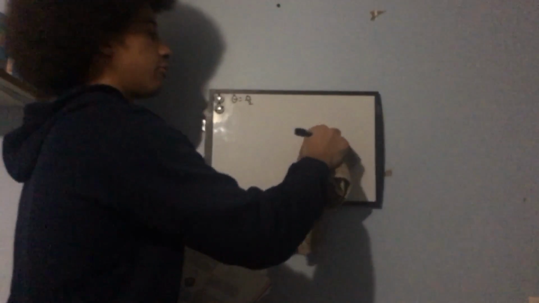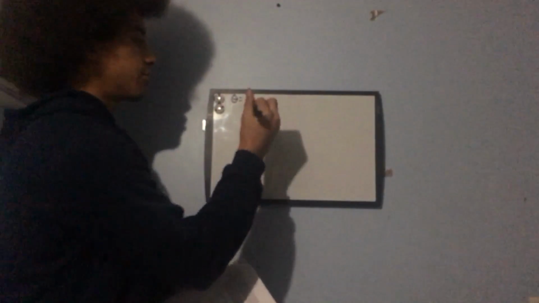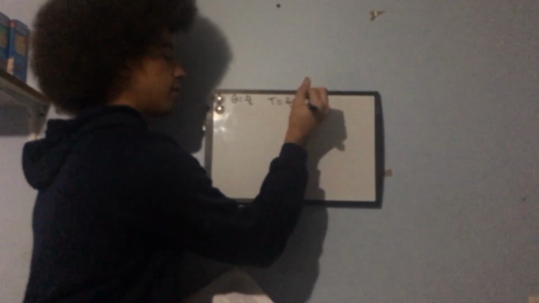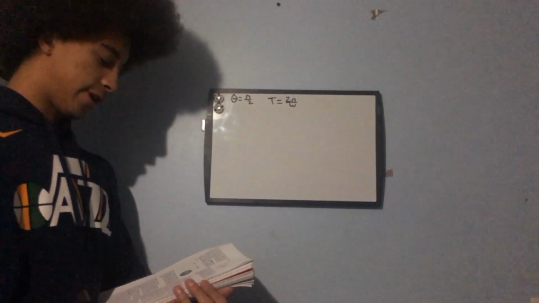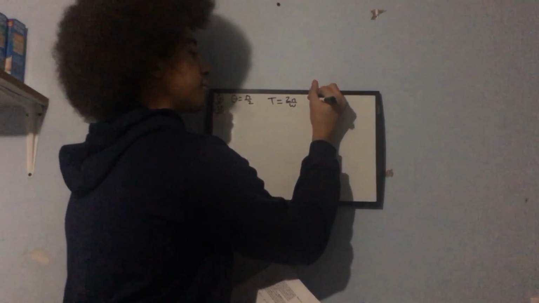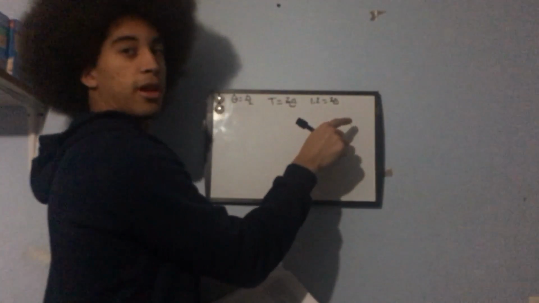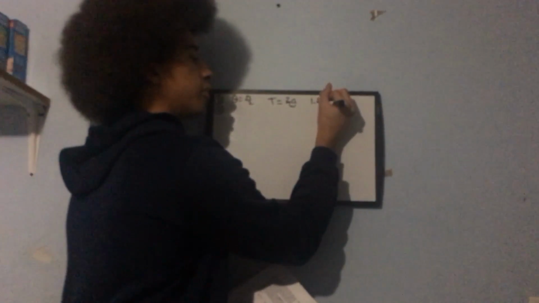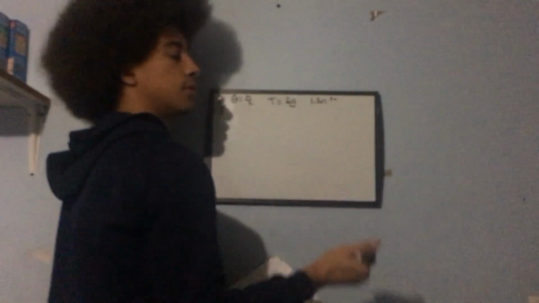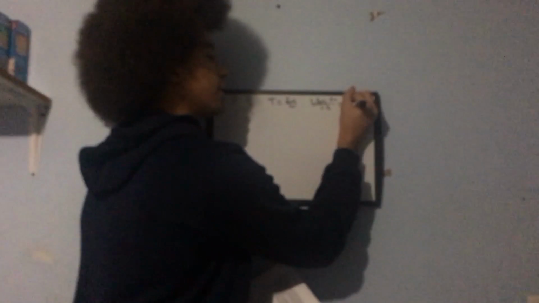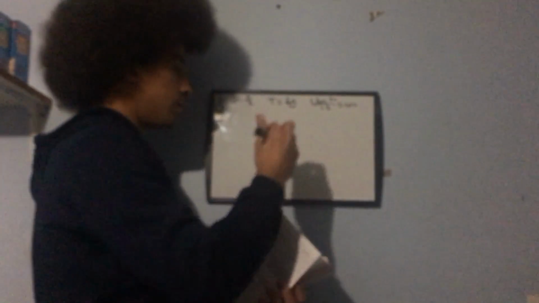So then next we want to know what omega is. So we use our period equation of T equals 2 pi over omega. And it tells us that the period is 1.2 seconds. So we do 1.2 equals 2 pi over omega. Multiply omega up. So then we have 1.2 omega equals 2 pi. And then we divide by 1.2, and we get omega equals 5.236.